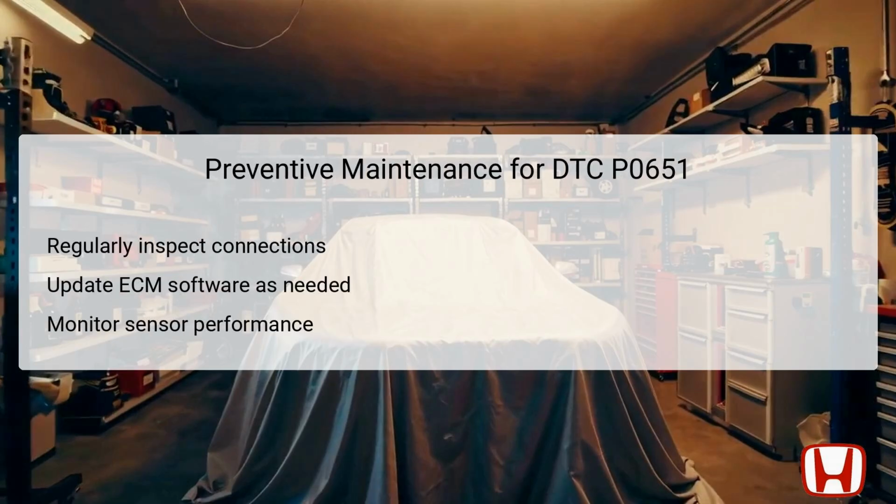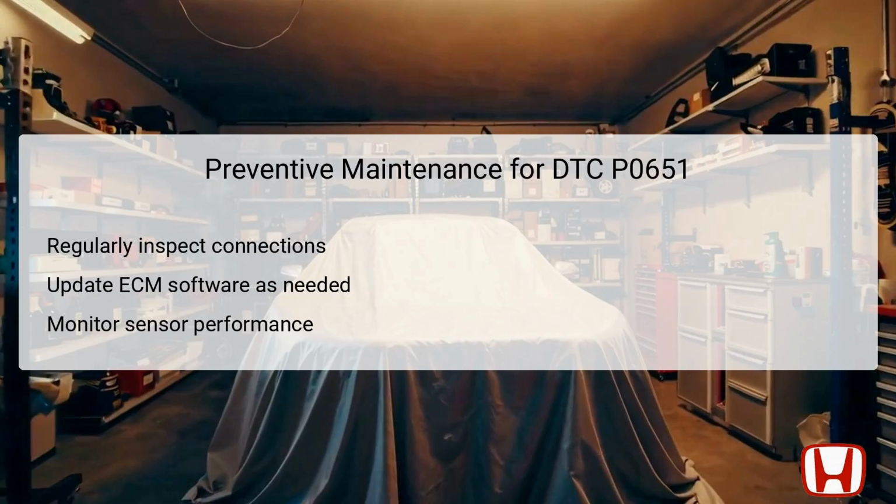To prevent the reoccurrence of DTC P0651 and similar issues in the future, it's crucial to adopt a comprehensive preventive maintenance plan. Regular inspections of electrical connections, especially those linked to the ECM and related sensors, can help identify wear or corrosion before they lead to failures. Ensuring connectors are tight and free of debris can significantly enhance the longevity of the vehicle's electronic systems.